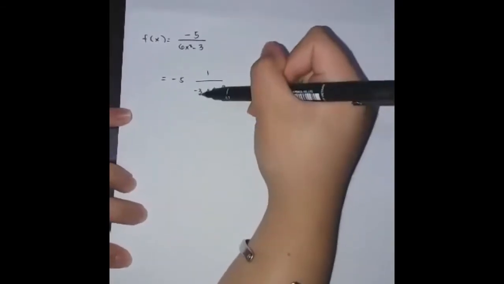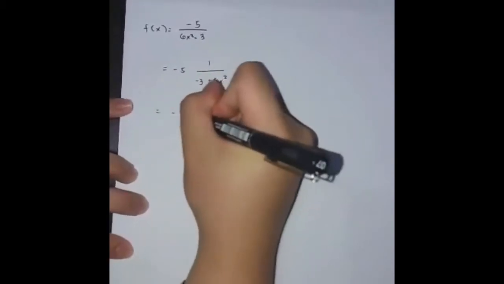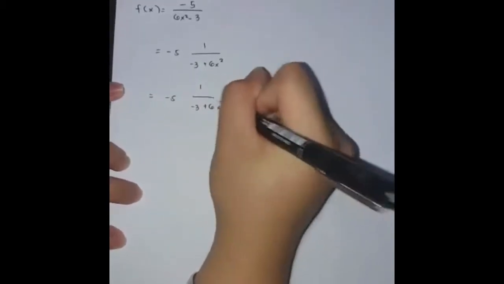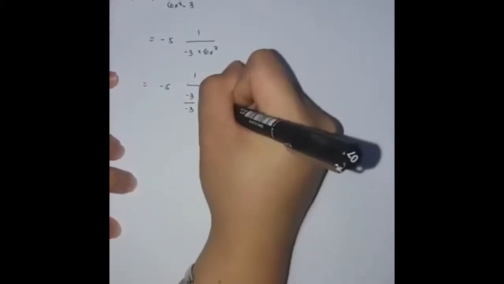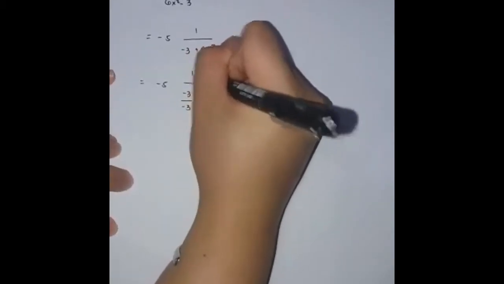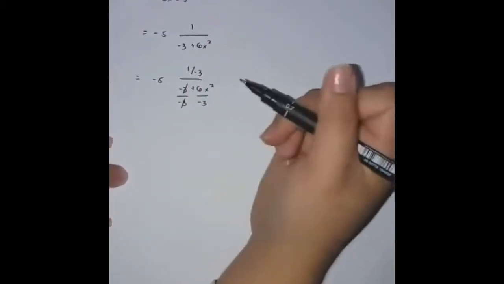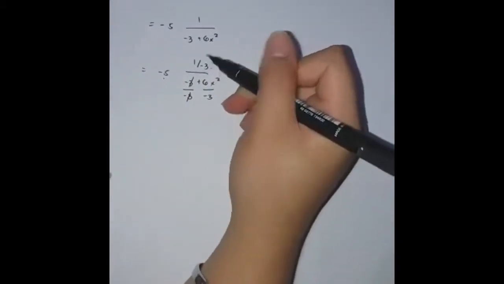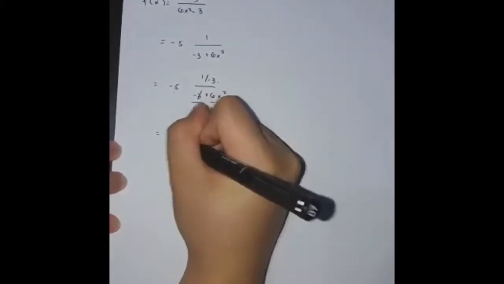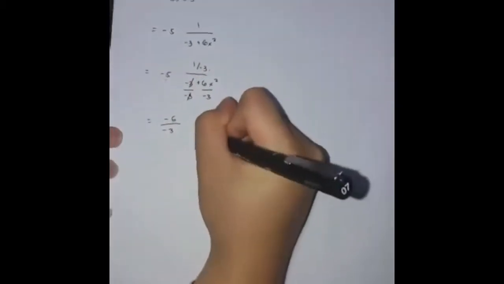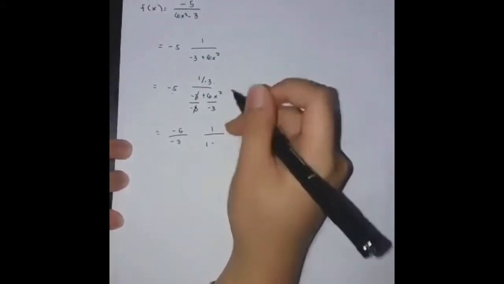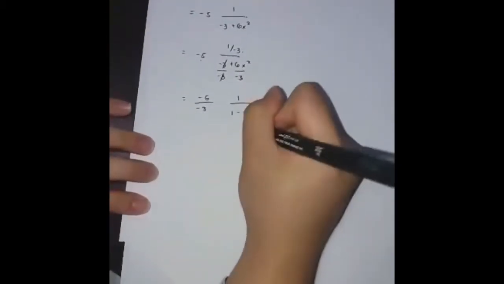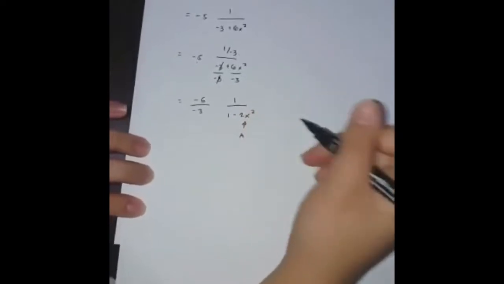So we need to divide by negative 3 in this. So it will become negative 5, 1 over negative 3 plus 6x squared, divided by negative 3 each. So it will be cancelled and it will be 1. And this one, we need to move it here so that it will be the same as the formula. It will become negative 5 over negative 3, 1 over 1 minus, simplifying this, 2x squared. In this case, our a is 2x squared.